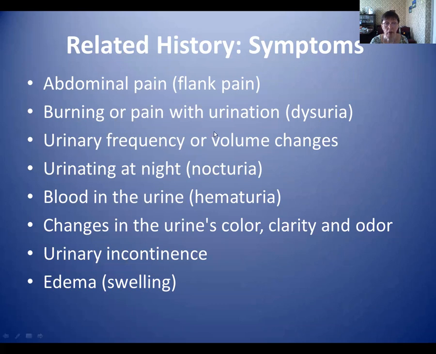Then we ask about burning or pain with urination, urinary frequency or volume changes, urinating at night or nocturia, blood in the urine or hematuria, changes in the urine's color, clarity, and odor, urinary incontinence, and about edema. You remember that nephrotic edema usually appears on the face after sleep.